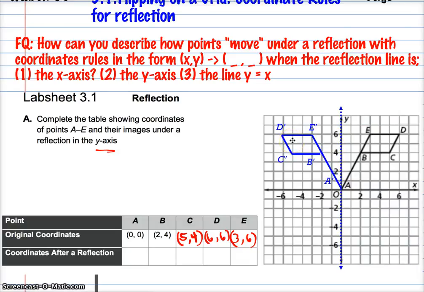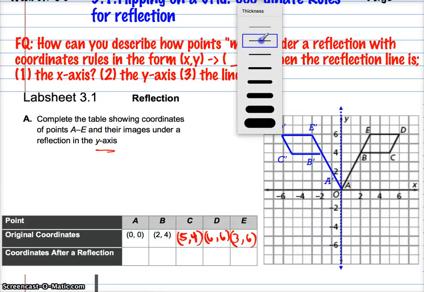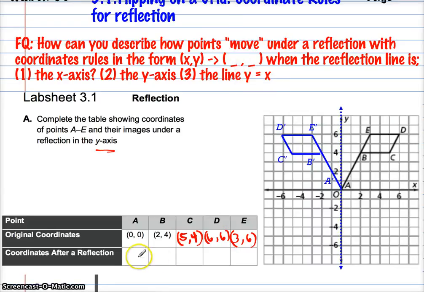Okay. Now we're going to start labeling these points. We're valuing these points based off of their location, and we'll come up with a conjecture. So A doesn't move. That's (0, 0). That's a fairly rare occasion. Anything on the y-axis should stay on the y-axis in the same spot. Okay. Point B moves to (-2, 4).